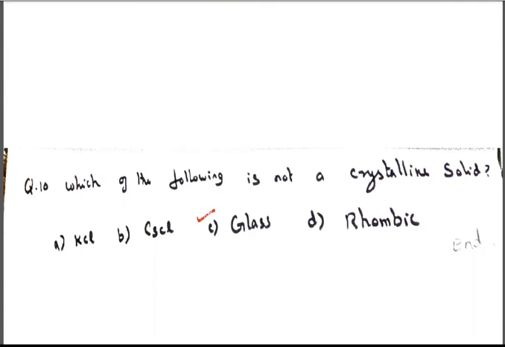Glass is nothing but supercooled liquid. And glass is a transparent amorphous solid. It is not a crystalline solid. It is an amorphous solid, that too a transparent amorphous solid. It is nothing but a state between two states of matter. So it is called supercooled liquid.